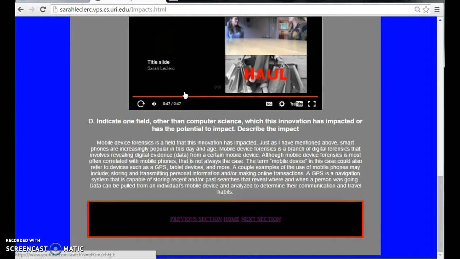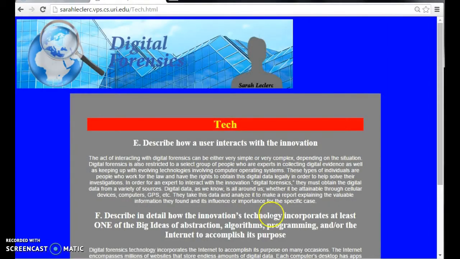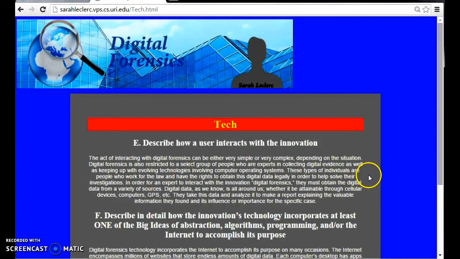The next section I will discuss is the technical aspects page. Here I discuss how a user interacts with the innovation. Interacting with digital forensics can be either very simple or complex depending on the situation.